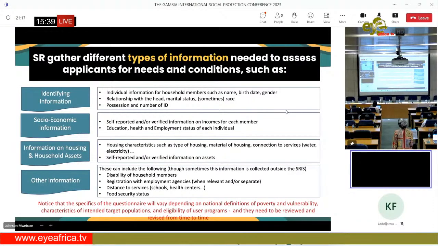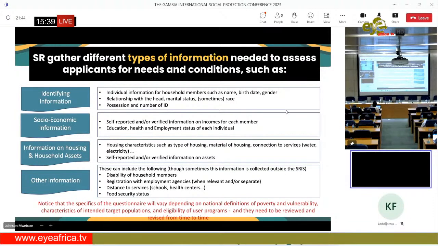We have different information that is captured in registries. It all depends on the country context, but we have similarities in most countries. Of course, you have identification information, and information about the socio-economic situation of households that includes education, health, and employment. You have information about assets, and more other information that can be diverse depending on the different players in social protection in the country.